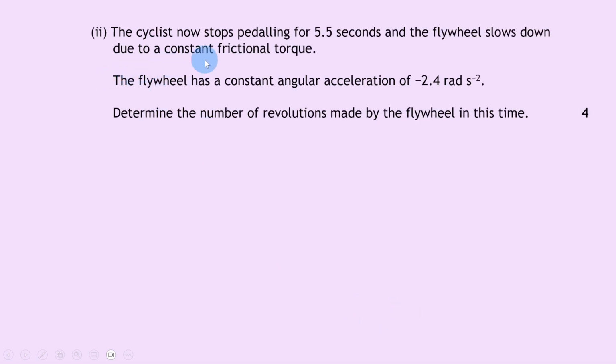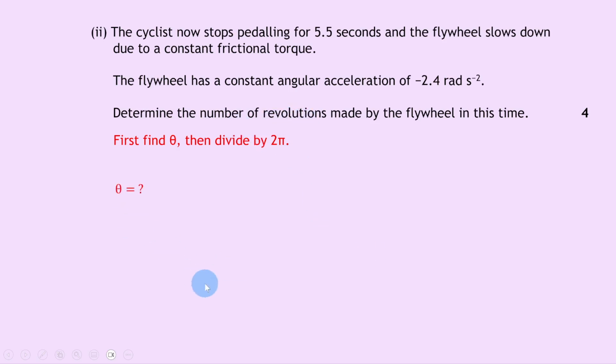Part 2 says the cyclist now stops pedalling for 5.5 seconds and the flywheel slows down due to a constant frictional torque. The flywheel has a constant angular acceleration of minus 2.4 radians per second squared. Determine the number of revolutions made by the flywheel in this time, and you'll see there's 4 marks available for this. Well, what we want to do is first find the angular displacement theta and then divide this by 2 pi to find the number of revolutions.